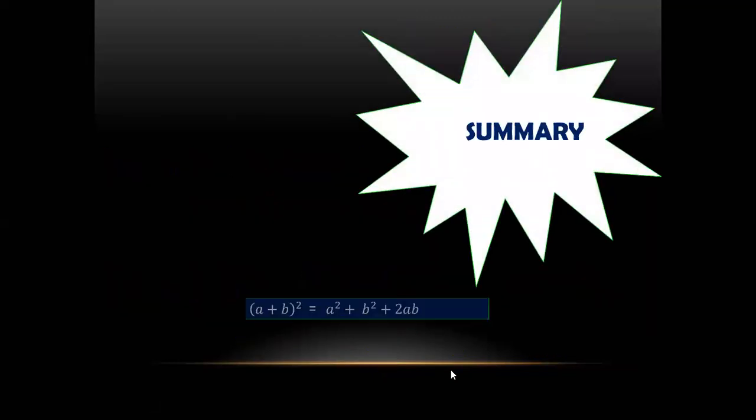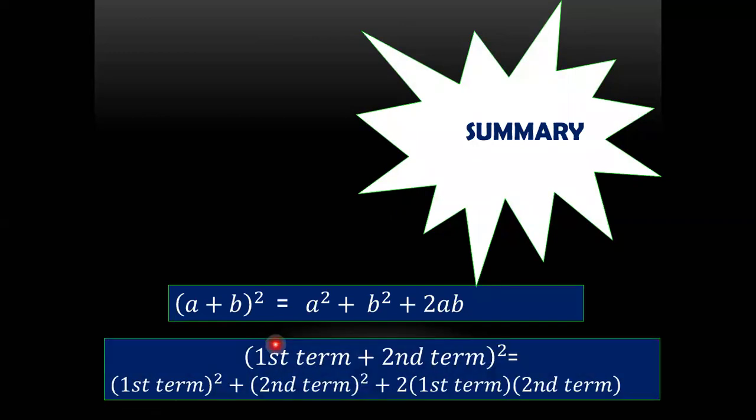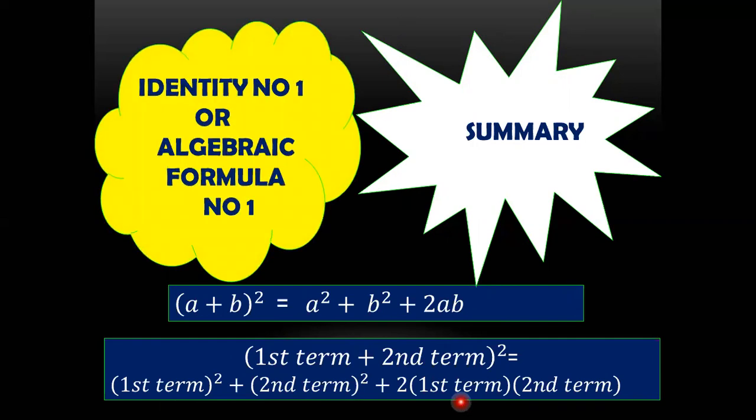So the summary of today's lecture is that we have tried to understand the formula a plus b whole square, which is equal to a square plus b square plus 2ab. ये इसकी expanded form है, ये इसकी compact form है, composed form है, और इसकी हमने कुछ applications learn की हैं, which is called first term plus second term whole square is equal to first term whole square plus second term whole square plus 2 into first term into second term, and this is called identity number 1 or algebraic formula number 1.